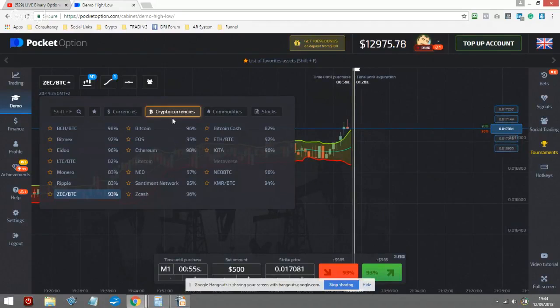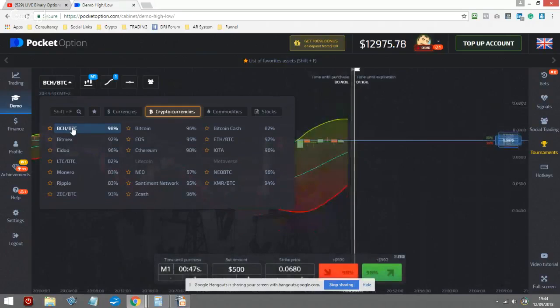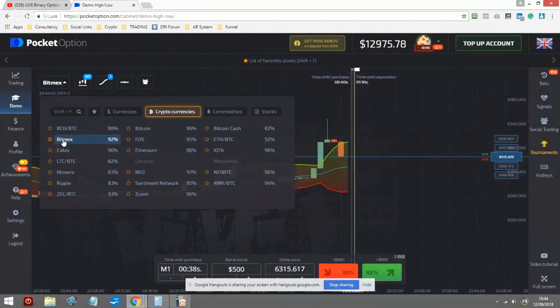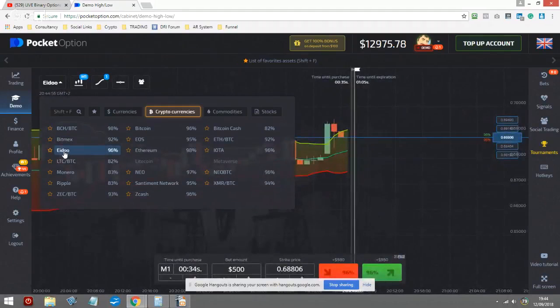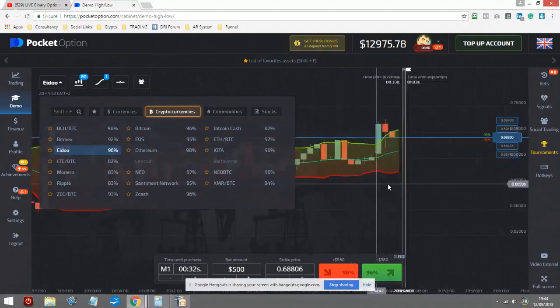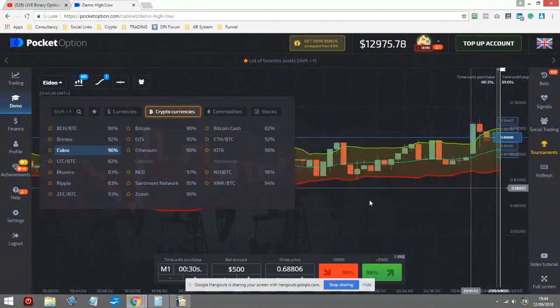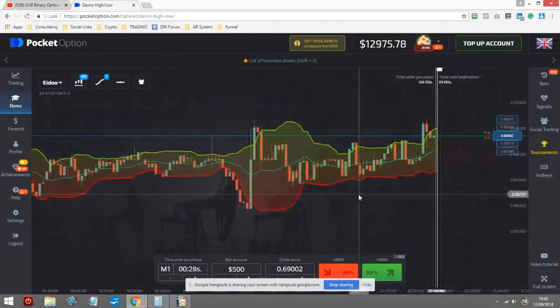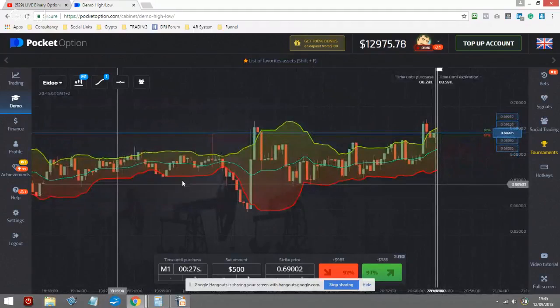So all I do is I go to cryptocurrencies, I start at the top, and I literally just scroll down. I just keep clicking them, and I just have a look to see what that pattern looks like. So go to BitMEX, don't like that. I don't know how you pronounce that one. Let's just pull this one out. See here, we've got craziness, but it might start to be settling down a bit here.